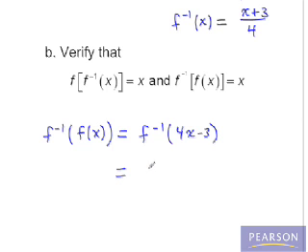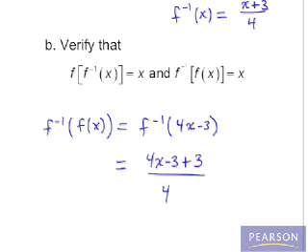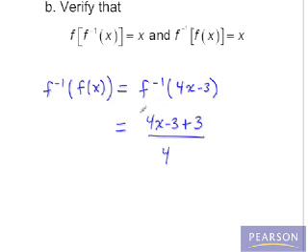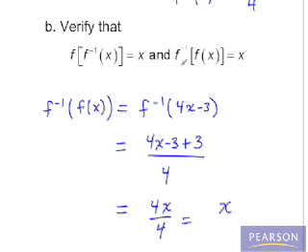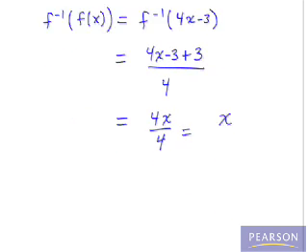So that would equal 4x minus 3 plus 3, all over 4. And again, I substituted 4x minus 3 into the function that we found from part A. So here we have in the numerator 4x minus 3 plus 3. That gives us 4x. We have that over 4, and that is equal to x. So there we have verified both cases in part B that we do in fact have the inverse of f.